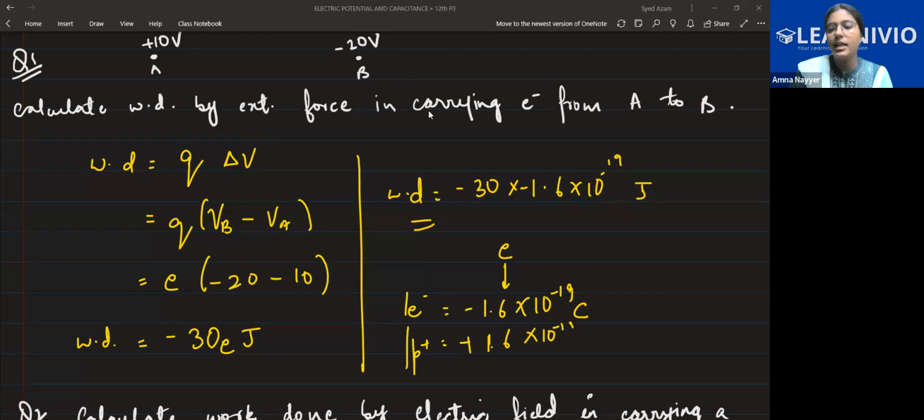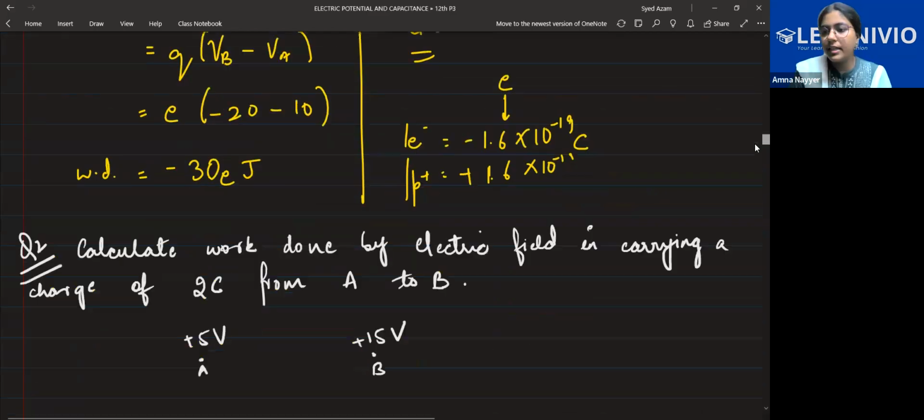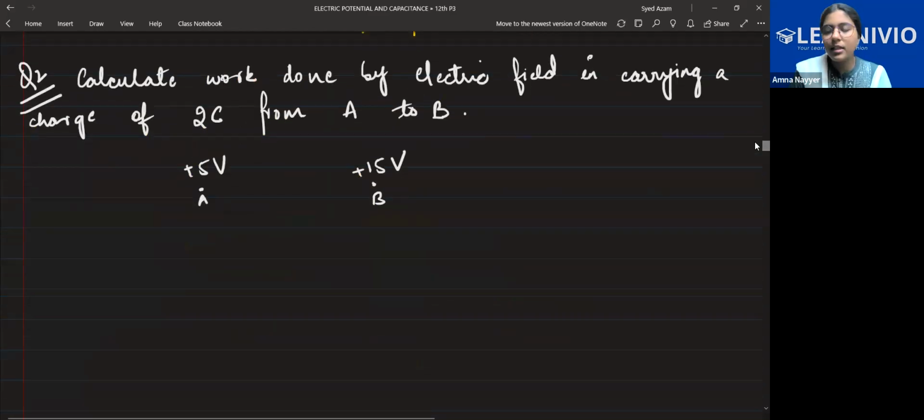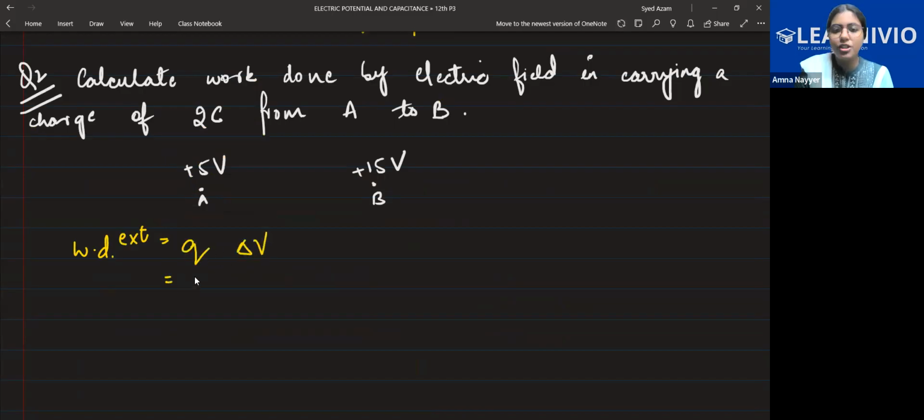All right. Let's continue. Now see, the next question says, calculate the work done by the electric field in carrying a charge of 2 coulomb from point A to point B. So see, class, when you have the electric field, calculate the work done by the external force as you have studied. So work done by the external force will be charge multiplied by the change in potential. Q is given as 2 coulomb. So 2 into VB minus VA, from A to B.